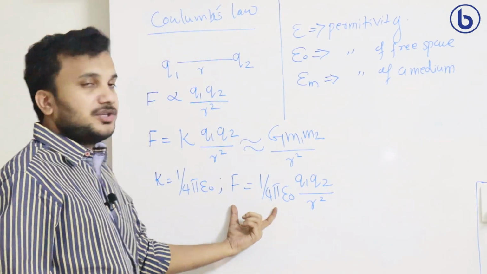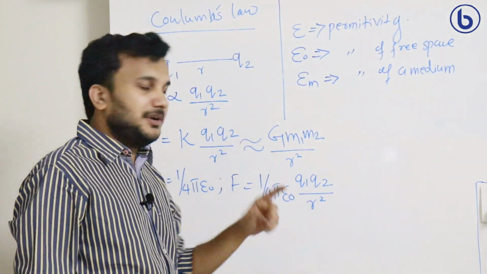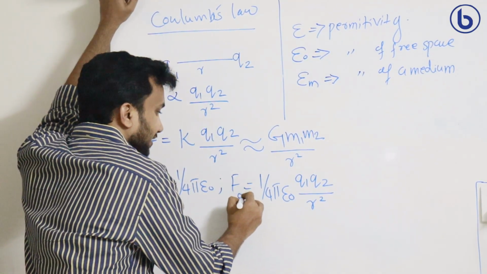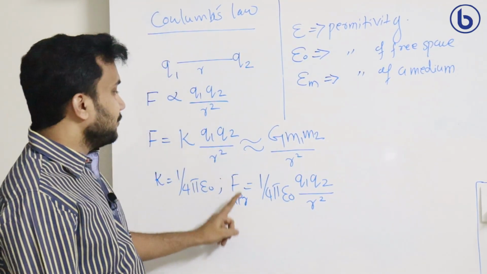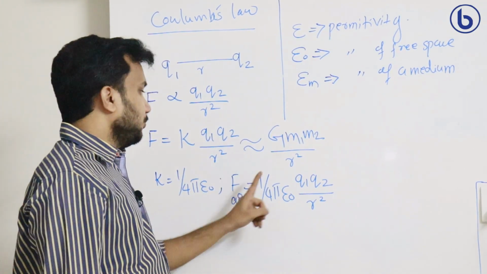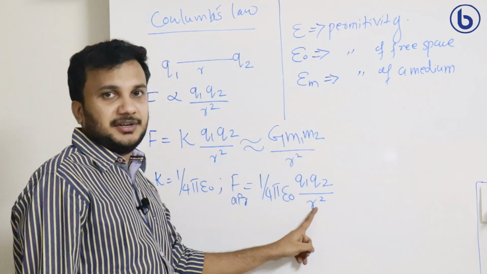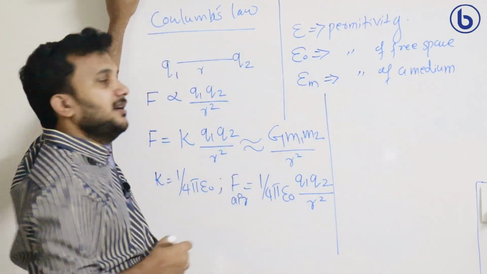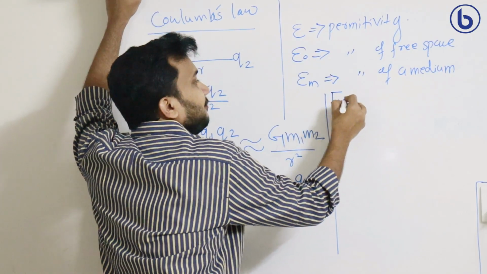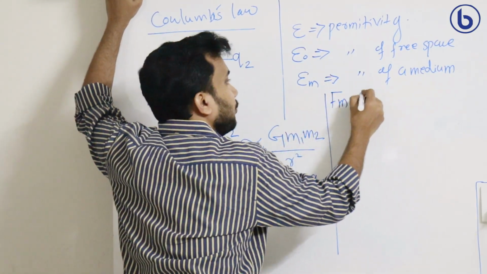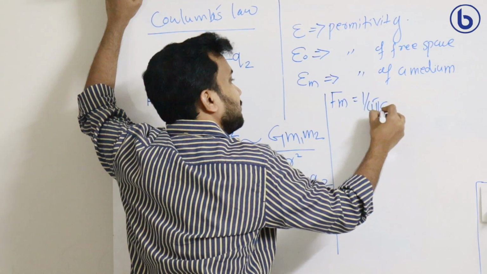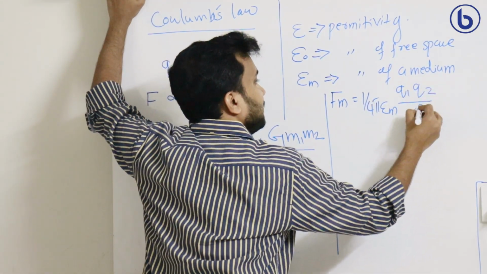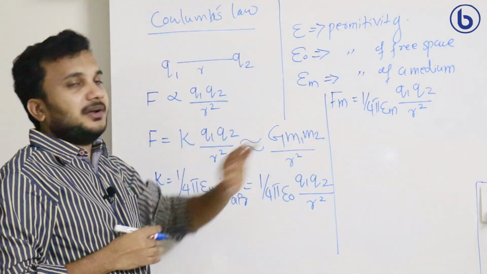So here this equation is generally written for an air medium, because you can see here epsilon 0. So here this F I can rewrite as F air. This is for air medium, or I can say free space, 1 by 4 pi epsilon 0 q1 q2 divided by r square. Now if it is for a medium, then how can we write? I'll put it as Fm. Fm means medium, equal to 1 by 4 pi epsilon m q1 q2 divided by r square. Okay, this is for a medium.